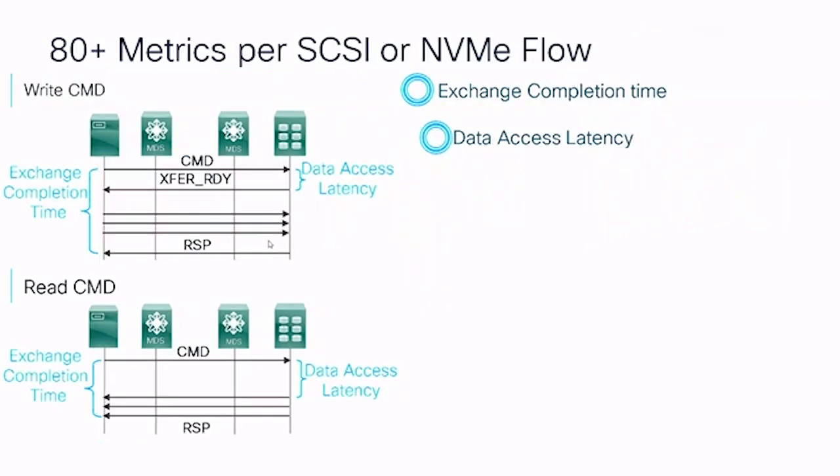Okay, so what are the metrics? These are some of the metrics. There are 80 plus metrics that are collected per flow. If you look at the way read and write transactions happen over SCSI or NVMe, that's a very simplistic representation, right? And I'm going to talk about this a bit more.